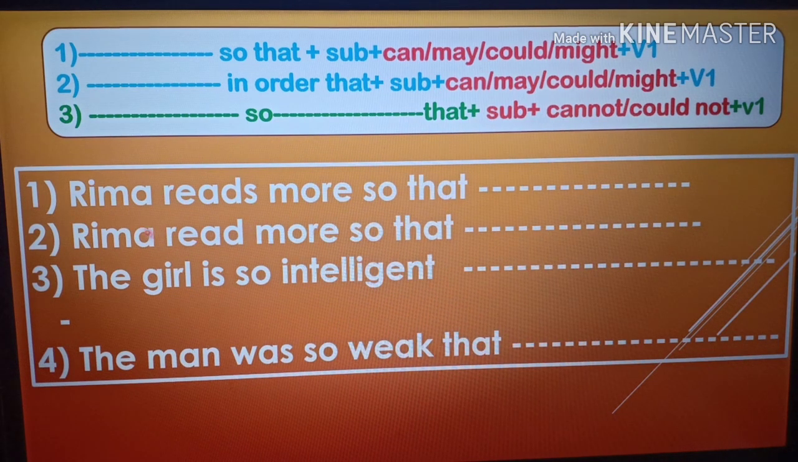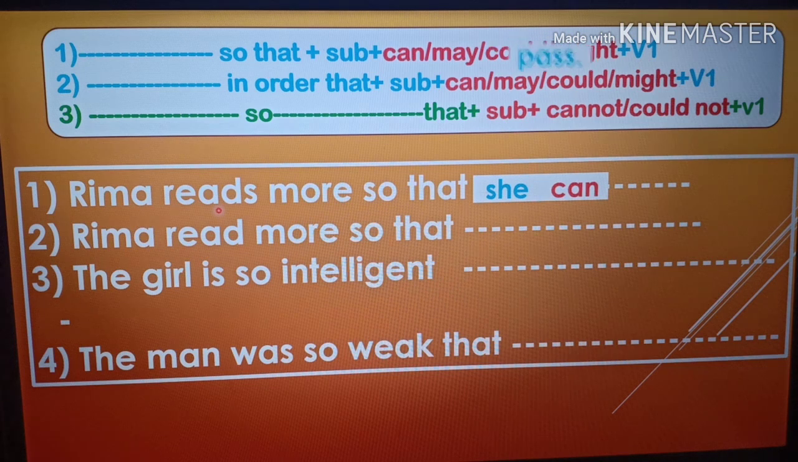So again, the first one, Rima reads more so that. This is the rule of the first one. Then we have to use subject and we have to write down she instead of Rima. And then we have to write down can, may, could, might, anyone we like according to the tense. As it is in present indefinite, we have to use can or may. She can. As she reads more so that she can pass.